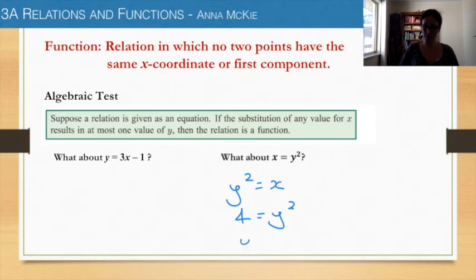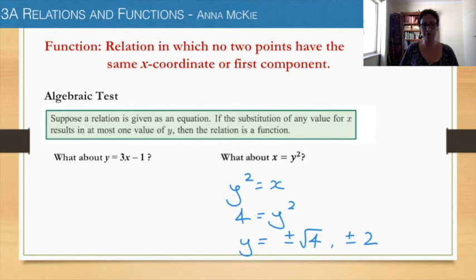So therefore, y must be equal to the square root of 4. And we know that we can have two values of that. So we have plus or minus 2. So therefore, we've got two possible values of y. So that means this relation is not a function.